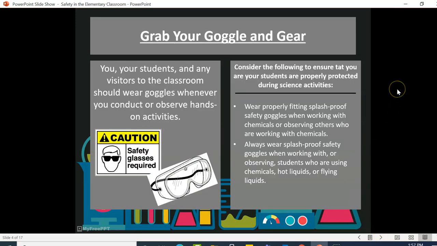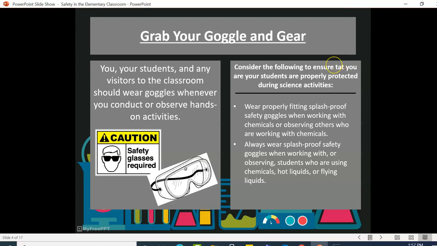Let's talk about gear. Grab your goggles and gear. You, your students, and any visitors to the classroom should wear goggles whenever you conduct or observe hands-on activities. You may find that you need to remind students that goggles work only if they cover a student's eyes, not their forehead or neck. However, wearing goggles is just one way to protect your eyes when conducting science activities or experiments. Consider the following to ensure that you or your students are properly protected during science activities.